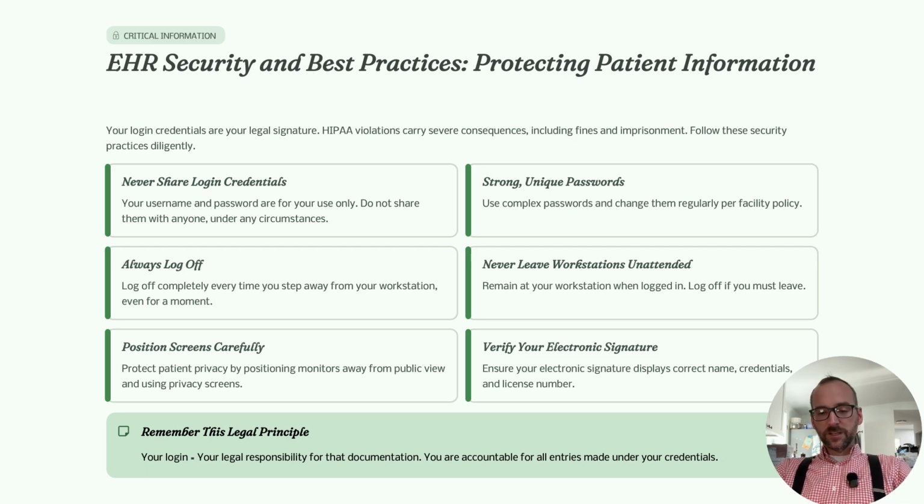Be careful how your screens are positioned. This information is sensitive. If you're out in the hallway and the family member comes out and is looking over your shoulder, that's probably not an appropriate way for them to get information. That patient may not want them to have that information anyways.